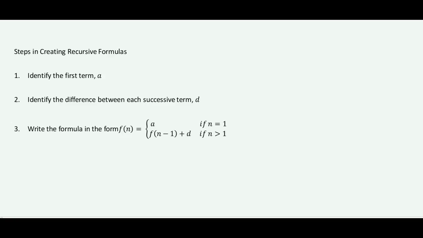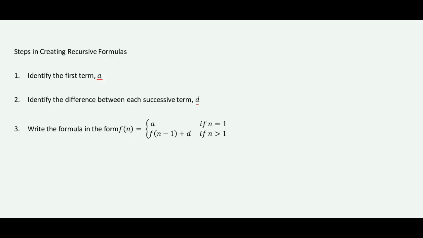The first thing we want to do is identify the first term. We give that the letter A. We want to identify the difference between each successive term and the previous term. We call that D. And then we want to write the formula in this form. Let's take a quick look at the way the formula looks.